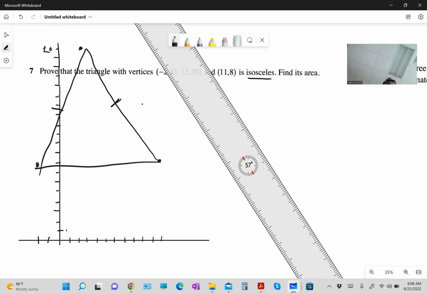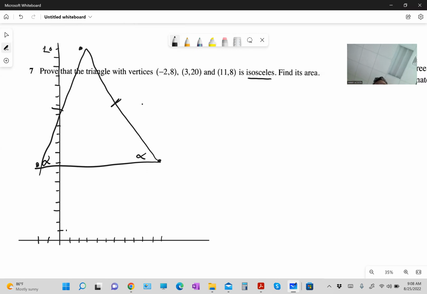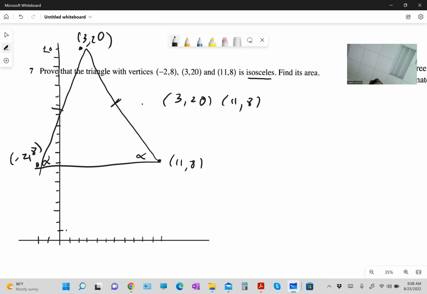Agreed? Remember that because of that, this angle here and this angle here are the same. Right? And so if this here is (3, 20), this here is (11, 8), and this here is (-2, 8), then all I do is the distance formula between (3, 20) and (11, 8), and also (3, 20) and (-2, 8). Agreed? And if those two are the same, have I shown that it is an isosceles triangle? And so let's go ahead and do it.